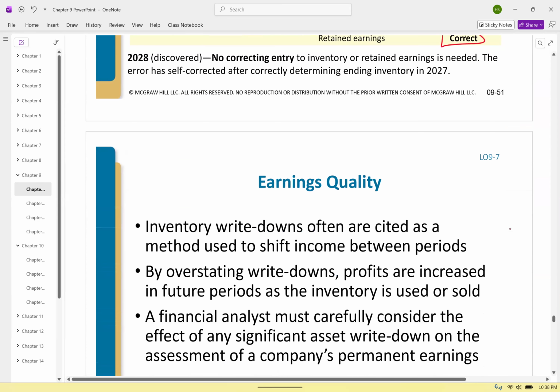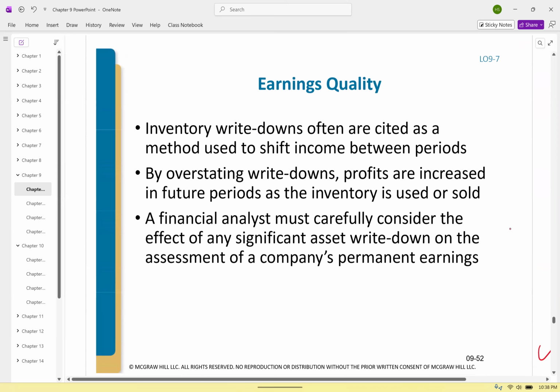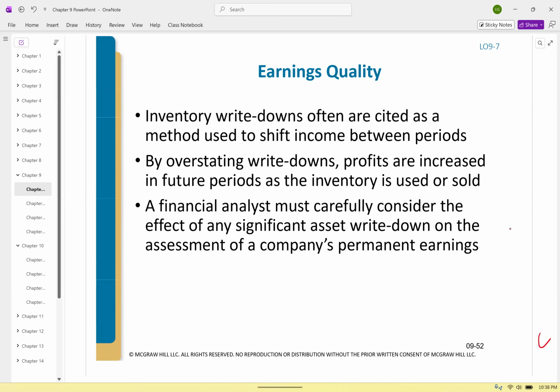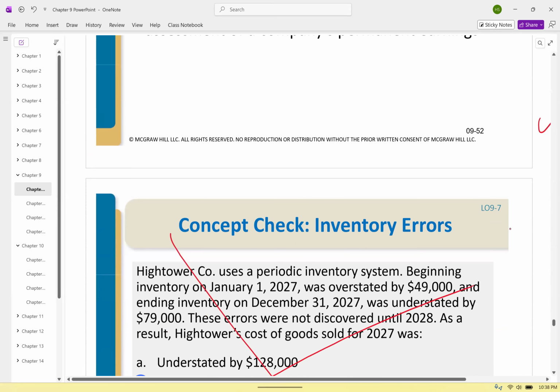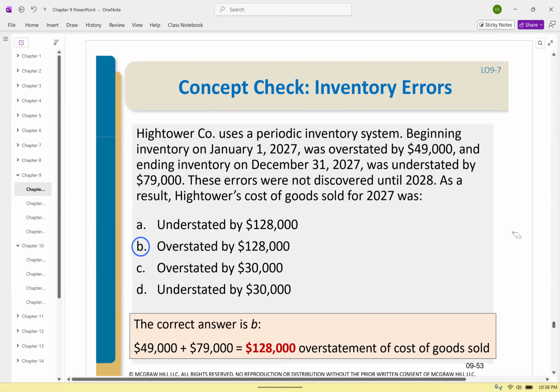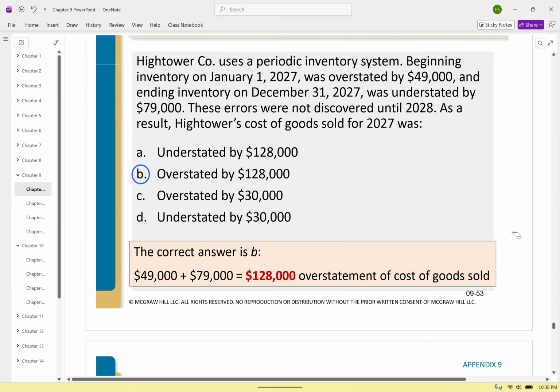Let's talk about earnings quality. Inventory that has to be written down because it expired or became obsolete is not good quality of earnings. A financial analyst must carefully consider the effect of any significant asset write-downs on the assessment of the company's permanent earnings. Again, you can stop the video if you want to work on that problem.